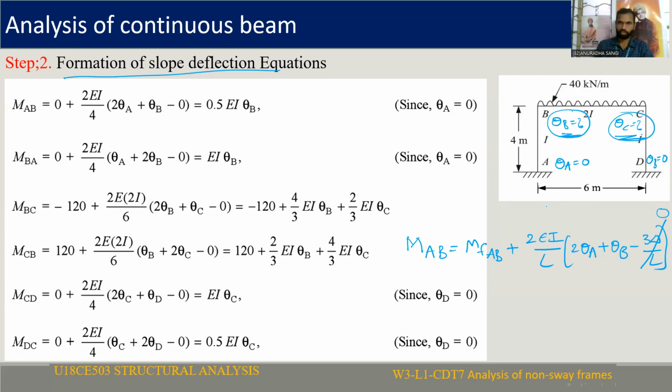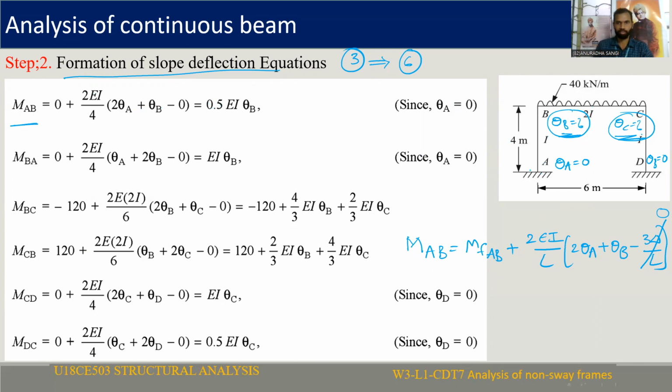For that we need to develop these slope deflection equations. We have three spans, AB, BC, and CD. We can form 6 slope deflection equations. Okay. First one is MAB. So MAB is equal to MFAB.